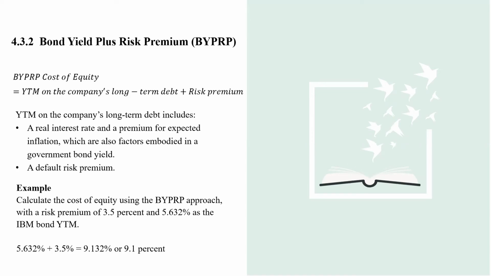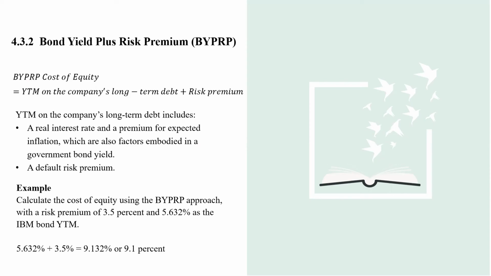For companies with publicly traded debt, the bond yield plus risk premium, BYPRP method, provides a quick estimate of the cost of equity as the sum of YTM on the company's long-term debt and the risk premium. The YTM on the company's long-term debt includes first a real interest rate and a premium for expected inflation, which are also factors embodied in a government bond yield, and second, a default risk premium.